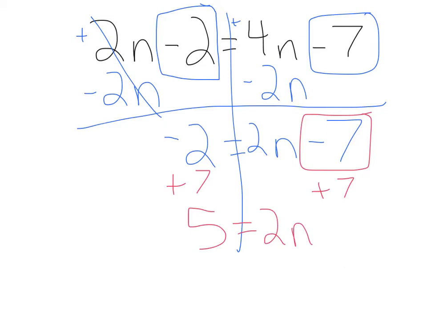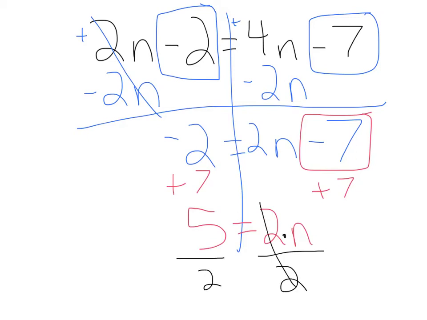I still want to get n by itself. Don't leave me an answer of 2n equals 5. I will definitely say that's not right because I don't want to know what 2n's are. I want to know what n is. So 2n means 2 times n. To get rid of that 2, since it's times 2, I would divide by 2.